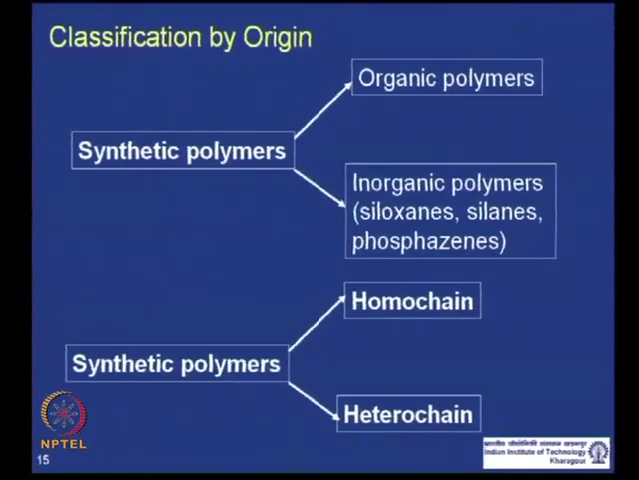Synthetic polymers can be classified as homochain and heterochain polymers as well. Homochain polymers means polymers which have a backbone of only carbon, C. For example, polyethylene, polypropylene. The polymer chain consists of only a C backbone, whereas in case of heterochain, besides carbon you might have nitrogen, oxygen, and other heteroatoms. For example, nylon has nitrogen, oxygen along with carbon. Polycarbonate has carbon plus oxygen in the backbone.